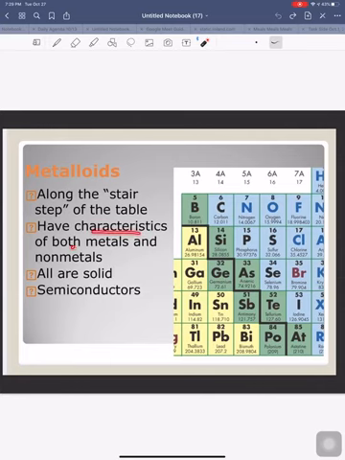So characteristics of metals and nonmetals, all of them are solid, and they're all semiconductors, which means they are not awesome conductors of electricity. They're not awful conductors of electricity. They are decent conductors of electricity.